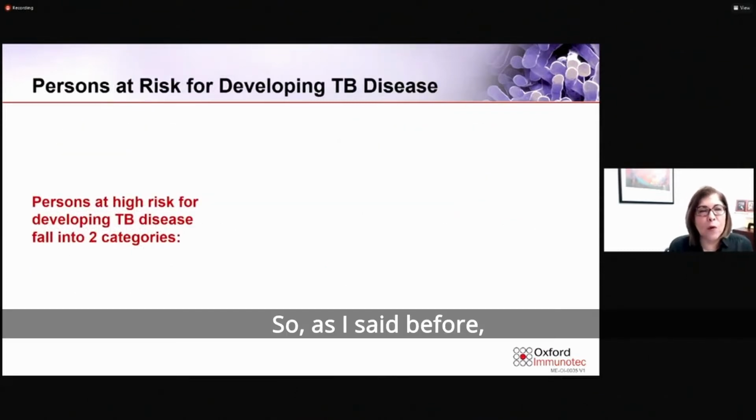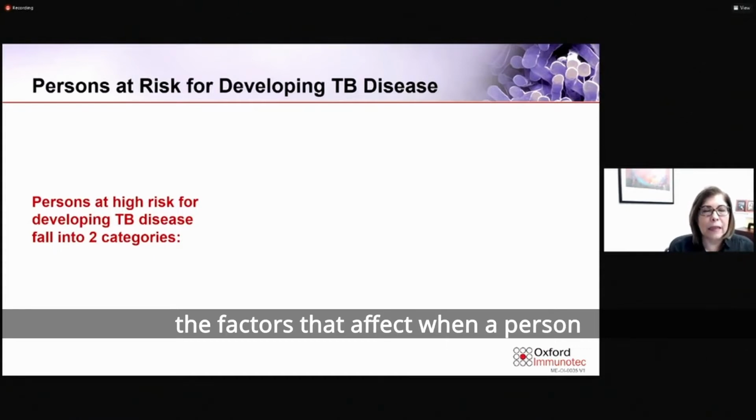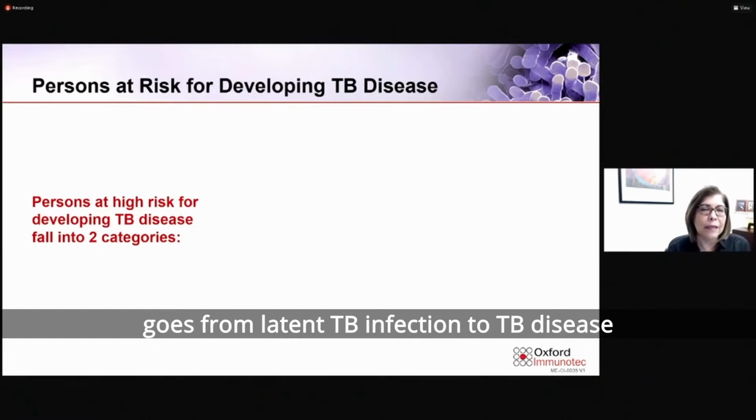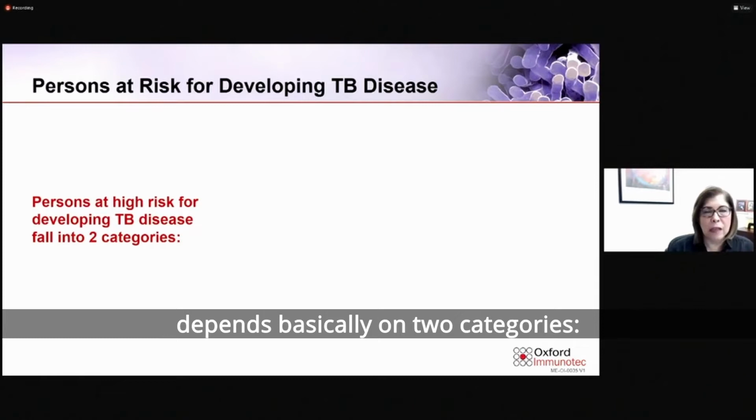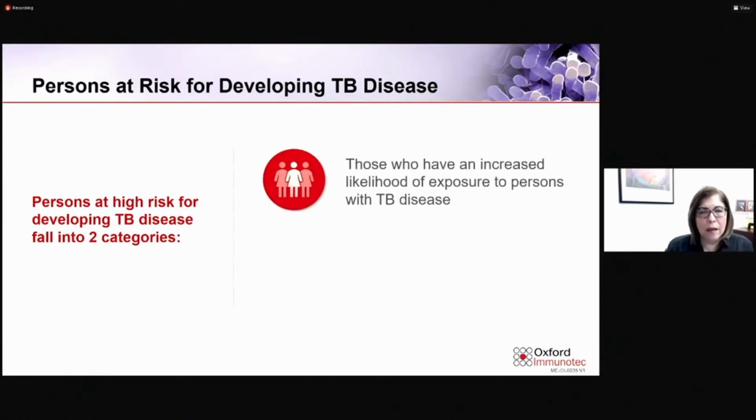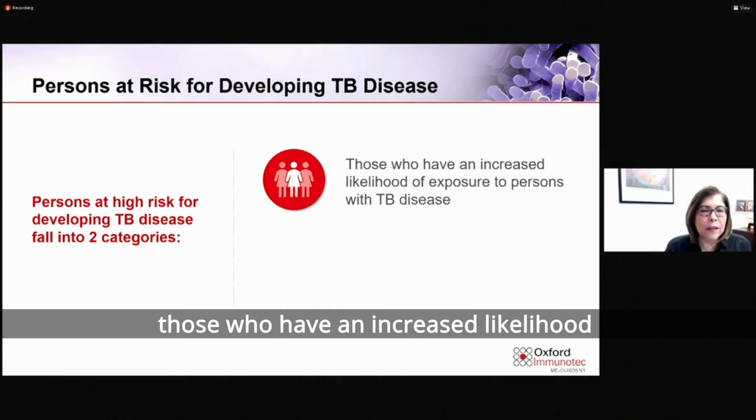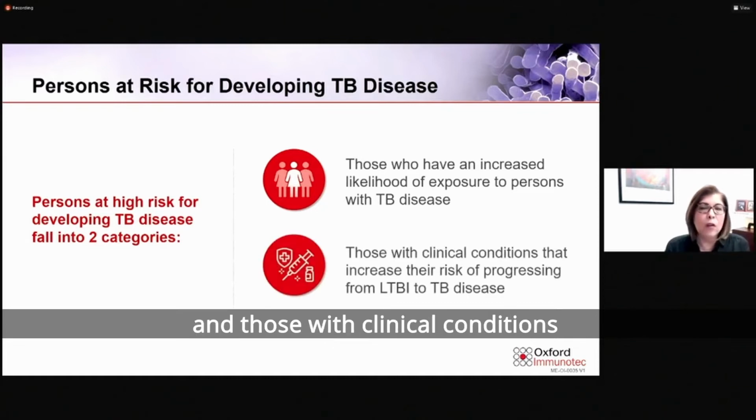So as I said before, the factors that affect when a person goes from latent TB infection to TB disease depend basically on two categories. Those who have an increased likelihood of exposure to persons with TB disease, and those with clinical conditions that increase their risk of progressing from LTBI to TB disease, which are mostly conditions that suppress the immune system.